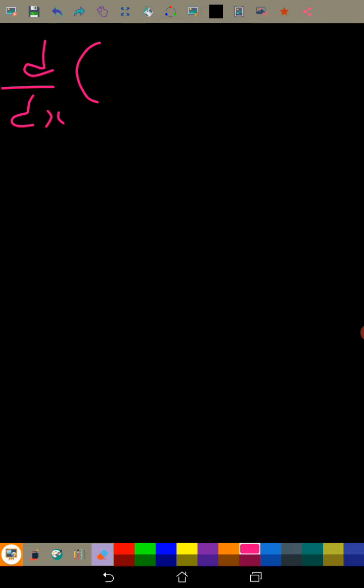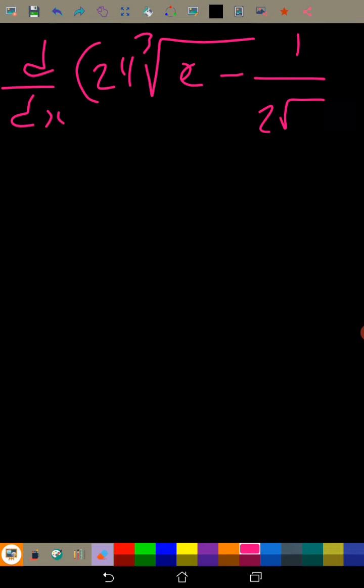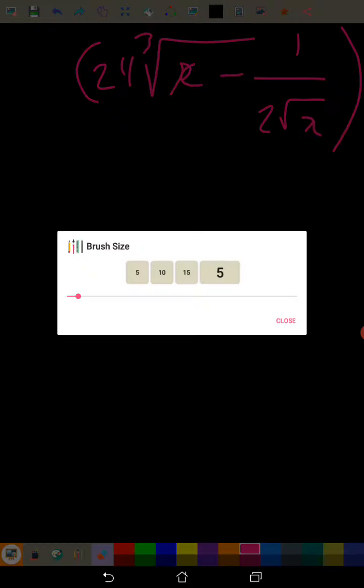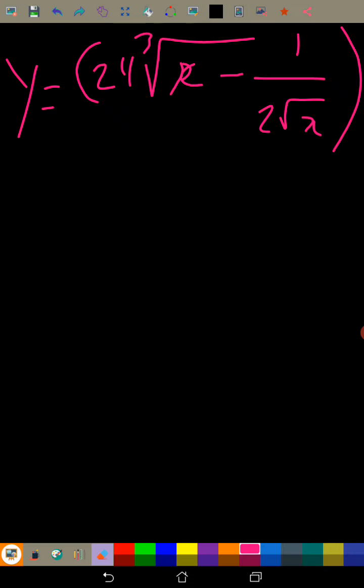You can find something like 24 root cube of x minus 1, 2 root x. All this looks awful. How can we differentiate this? Well, this is not dy by dx already, this is just y is equal to this. You have the function like this. So let's try to rewrite this.